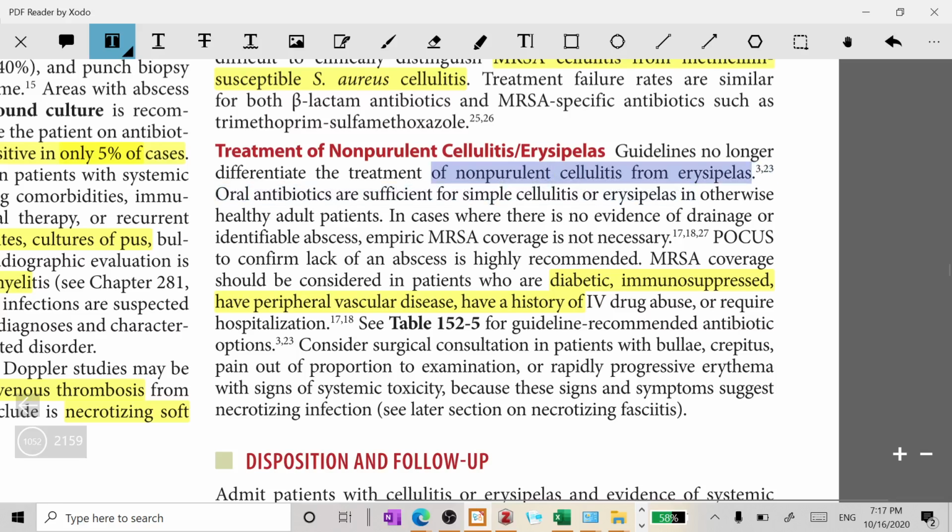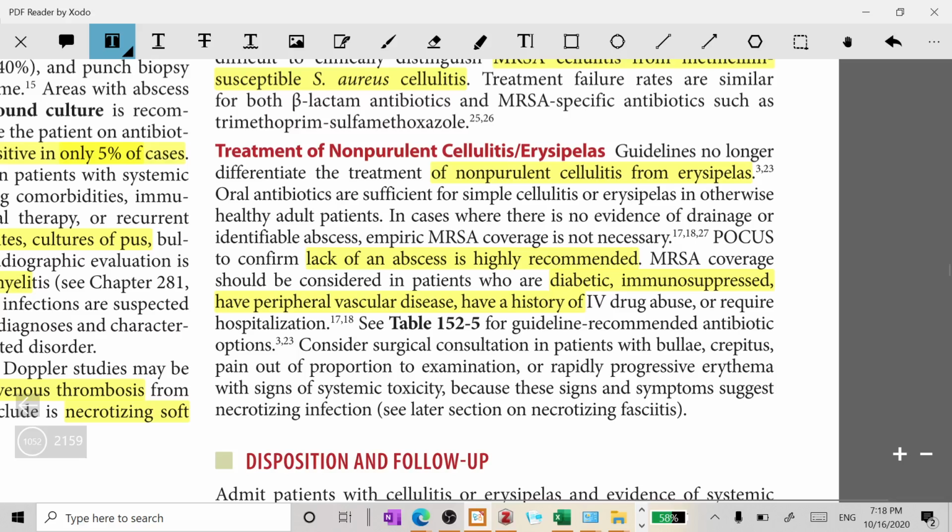This is one of the most important new guidelines, showing that there is no differentiation in the treatment aspects. So oral antibiotics are sufficient for simple cellulitis or erysipelas in otherwise healthy adults. In cases where there is no evidence of drainage or identifiable abscess, empiric MRSA coverage is not necessary. Focused examination to confirm lack of an abscess is highly recommended.